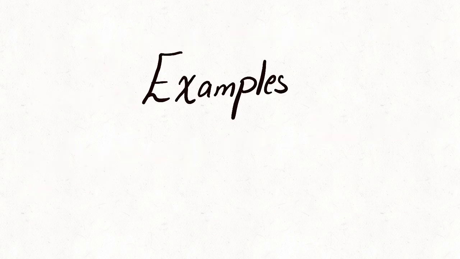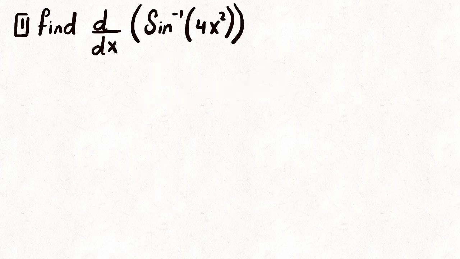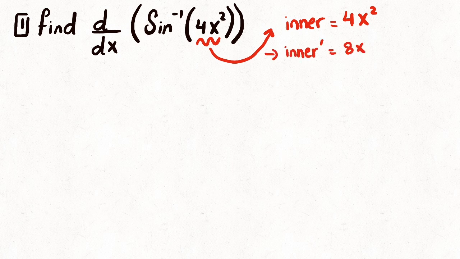Now we will start with a bunch of examples. Take the following example. Find d by dx for sine inverse of 4x squared, and I want to focus on the chain rule at this stage. Now we need to keep in mind that the angle, we will call it the inner, is 4x squared, and accordingly the derivative of the angle will be 8x.